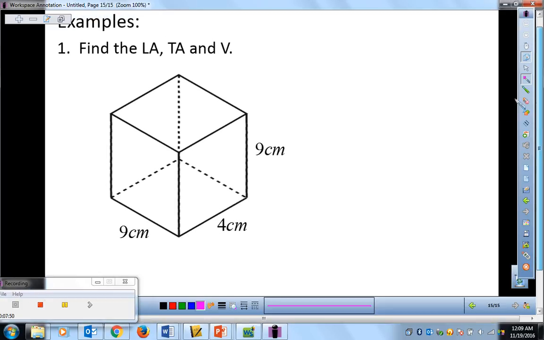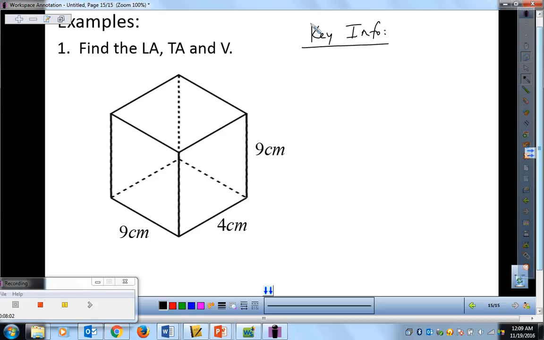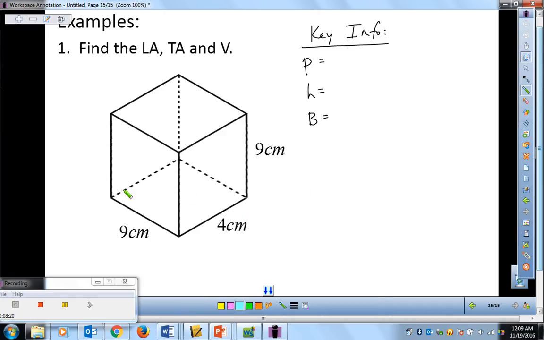So before we find all that, we need what I'm going to call key information. So this will help us find everything. The key information is always going to be the same thing. We're going to say it's the perimeter of the base, the height of the prism, and the area of the base. So those 3 things are going to be our key information for these right rectangular prisms. So I'm going to say this down here, again, I'll highlight this. Here is what I consider the base. There's one of the bases, and up top, here's the other base. So those are my bases.